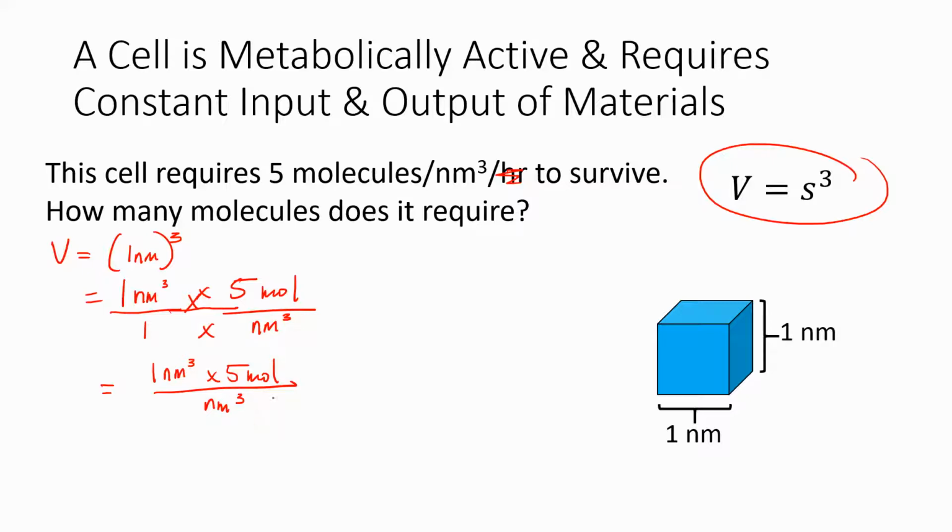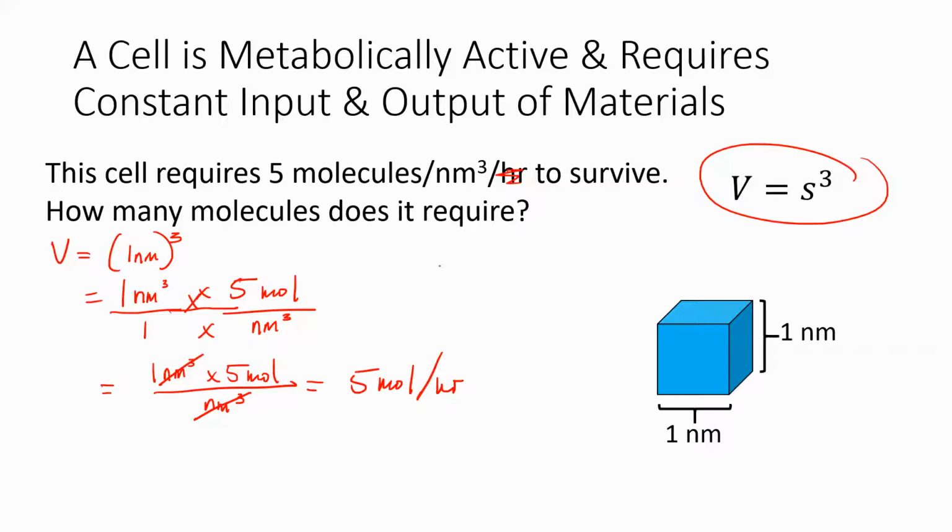Sorry, I tend to drop ones when I'm multiplying, since anything multiplied by 1 is itself. As before, I can cross out anything that's on the top of the fraction and the bottom, so that lets me get rid of those nanometers cubed, and so this means that this cell needs 5 molecules per hour in order to survive. Now again, this is a gross simplification, very dramatically simplified, but we can use this to just see the principle.